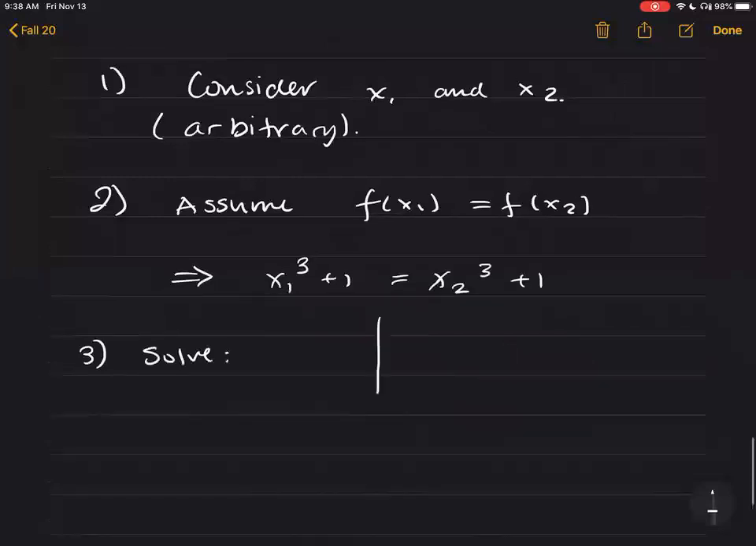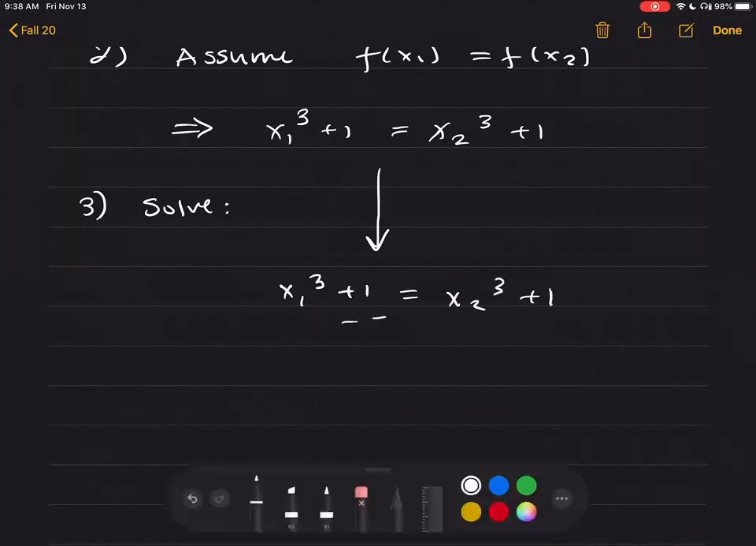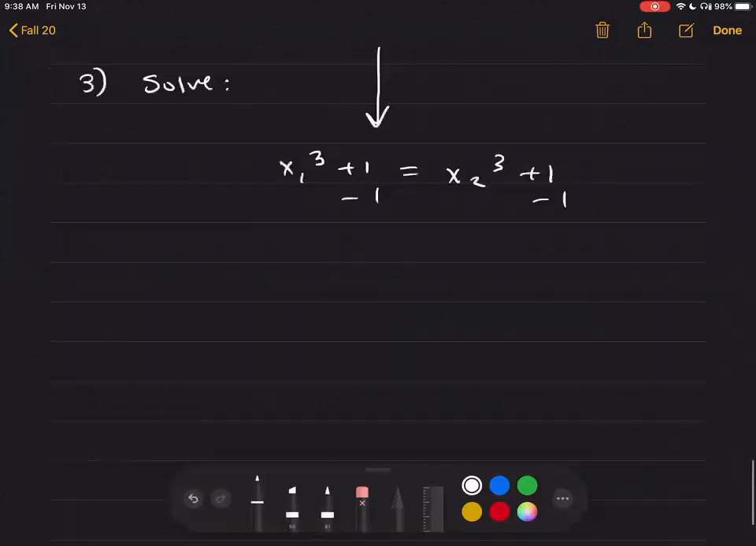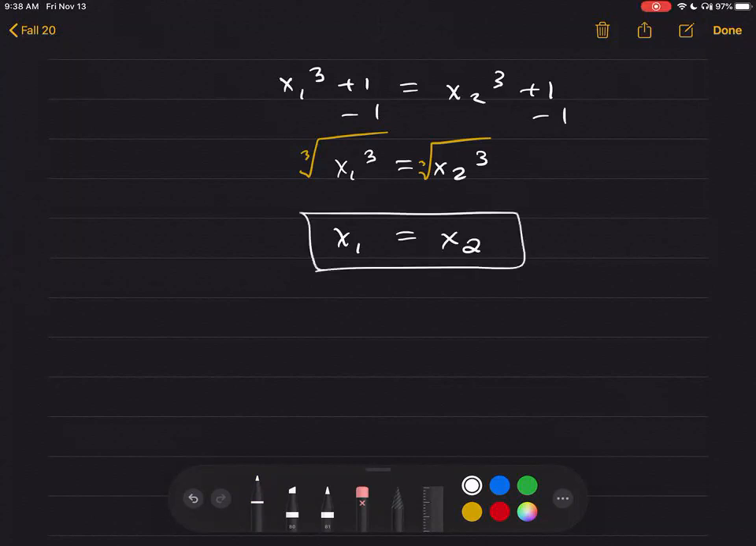So we've got x1 cubed plus 1 equals x2 cubed plus 1. I'm going to subtract 1 from both sides, and so we get x1 cubed equals x2 cubed. Then I'm going to cube root both sides, and we get x1 equals x2. There's no plus or minus because we did a cube root, not a square root. That's exactly what we wanted to show. So f is 1 to 1.